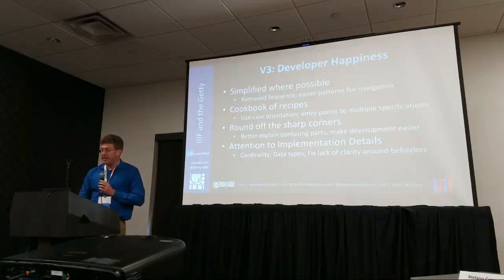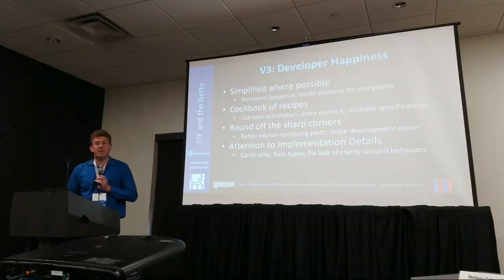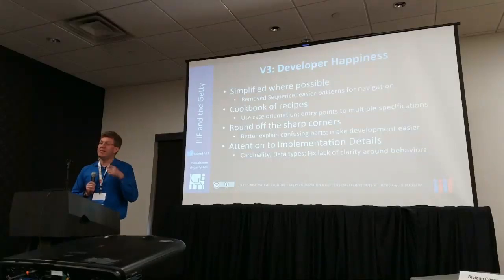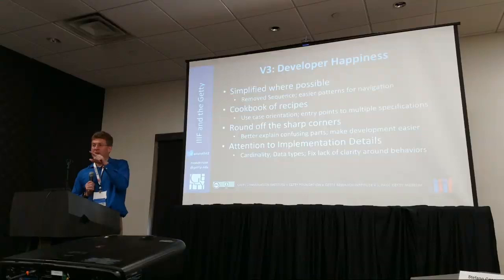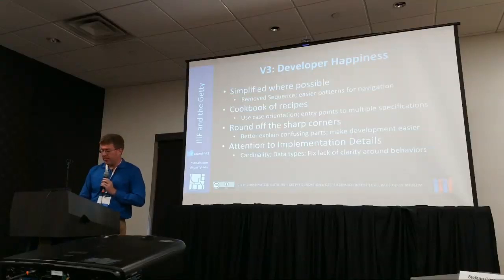And attention to implementation details such as the cardinality, how many times can you see this particular feature, the data types, is this always an object, is it sometimes a string? We're trying to make that more consistent. And fixing the lack of clarity around some of the user interface behaviors that were expected, such as for the version 3 things, what happens if you have a repeating audio track? Should it repeat always, or should it go to the next one and then go back, and so on? So try to make it clear as to what the implementation should do.